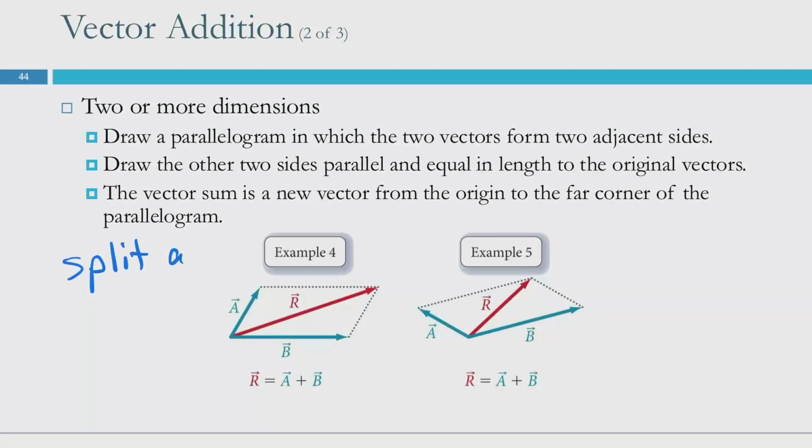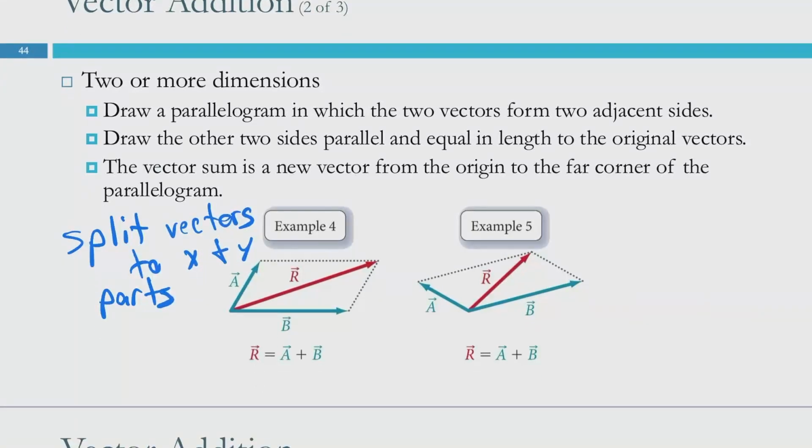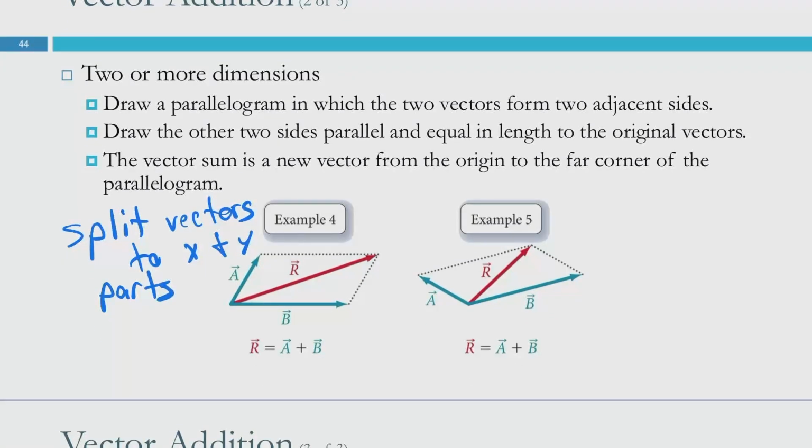So we're going to split vectors to X and Y parts. So for example, if we have something like this, and we've got some electronegative forces. And I'm going to make this B instead of X so that it maybe makes sense in some universe.